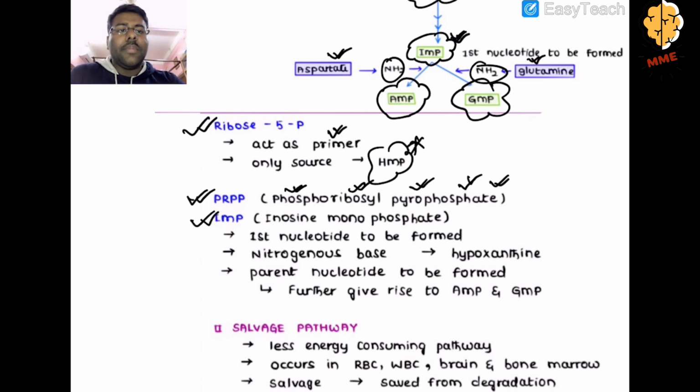Now coming to the IMP. What is the IMP? IMP is inosine monophosphate. It is the first nucleotide to be formed, and the nitrogen base present here is hypoxanthine.